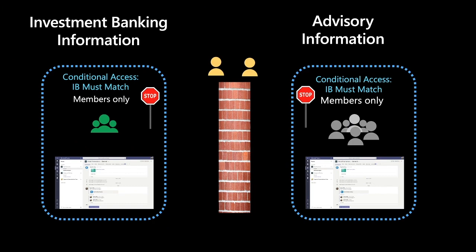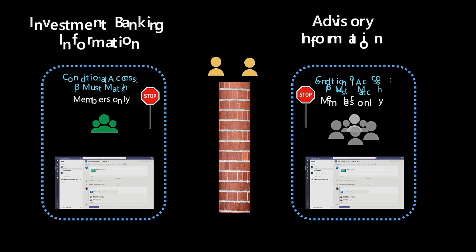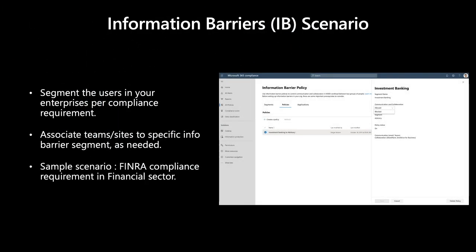And this is where our information barriers scenario can help you. What it means is you can now create segments of users in your enterprise, and then you can create information barrier policies between those two segments. So for example, investment bankers are not allowed to communicate and collaborate with the advisors. Now, let's actually take a look at it in a quick demo.